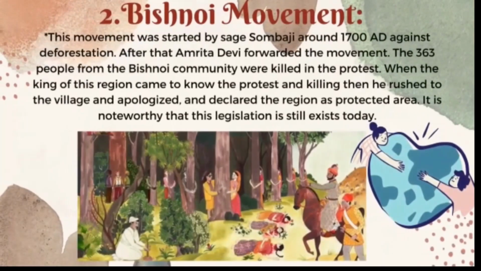Bishnoi movement. This movement was started by Sage Sombaji around 1700 AD against deforestation. After that, Amrita Devi forwarded the movement. The 363 people from the Bishnoi community were killed in the protest. When the king of this region came to know of the protest and killing, he rushed to the village and apologized and declared the region as protected area. It is noteworthy that this legislation still exists today.